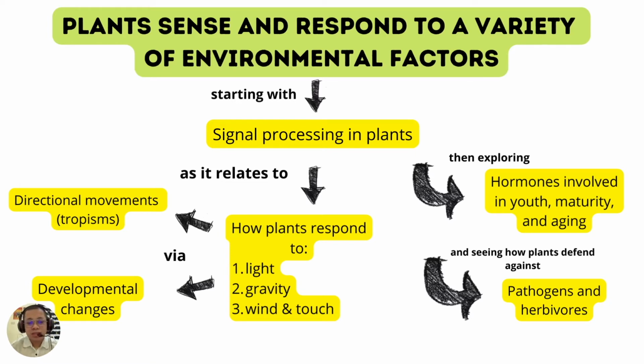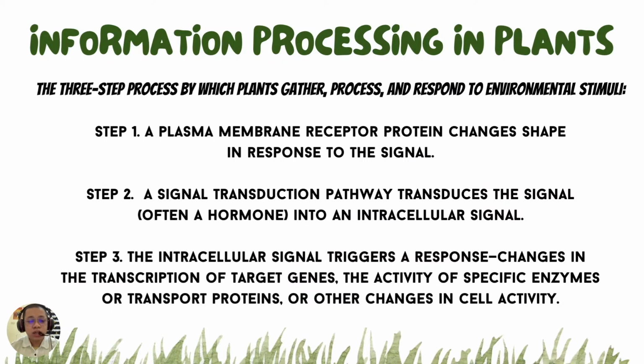So plants sense and respond to a variety of environmental factors, starting with signal processing in plants as it relates to how plants respond to light, gravity, wind, and touch via directional movements, that is tropism, and via developmental changes. Then exploring the hormones involved in youth, maturity, and aging, and seeing how plants defend against pathogens and herbivores. There is a three-step process by which plants gather, process, and respond to environmental stimuli.